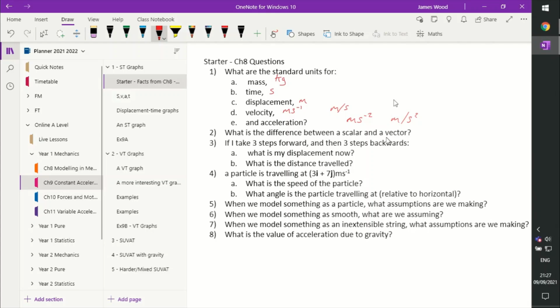If I take 3 steps forward and then 3 steps backwards, what is my displacement now? And what is the distance traveled? Well, these two words mean similar things, but one is a vector and one is a scalar. Displacement is the vector quantity. So if I take 3 steps forwards, that's +3, and then 3 steps backwards, that's -3, my displacement is now 0 meters. What is the distance traveled? Well, that would be 6 steps. In fact, for 0 meters, I should write 0 steps, shouldn't I? But you get the idea.